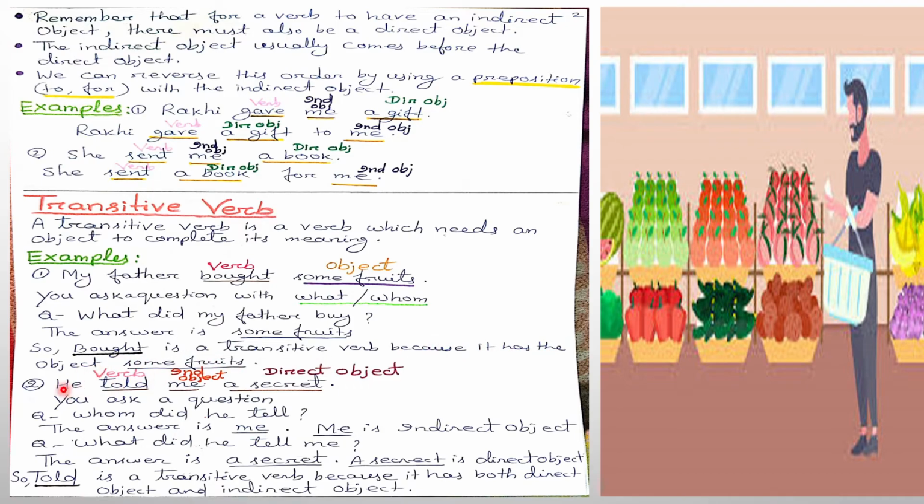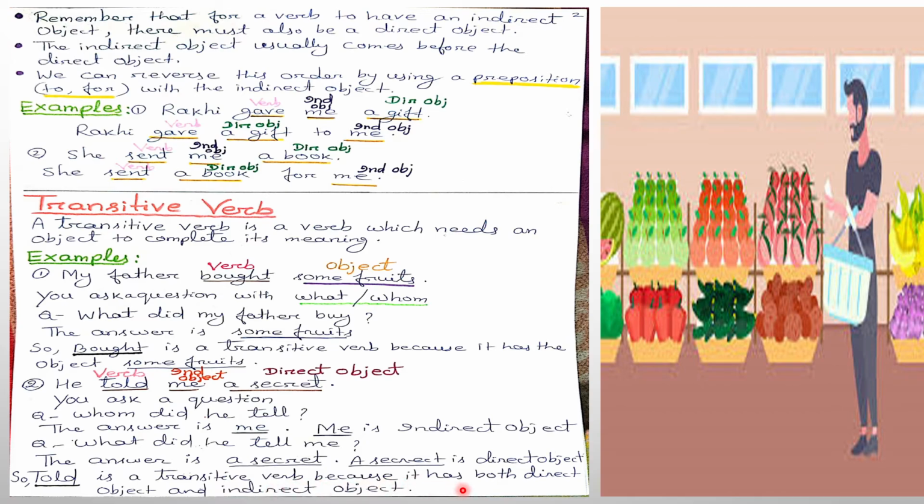Second example, he told me a secret. Now we will ask the question, whom did he tell? The answer is me. Me is your indirect object. A second question we can also ask, what did he tell me? The answer is a secret. So a secret is your direct object. So told is a transitive verb because it has both a direct object and an indirect object.